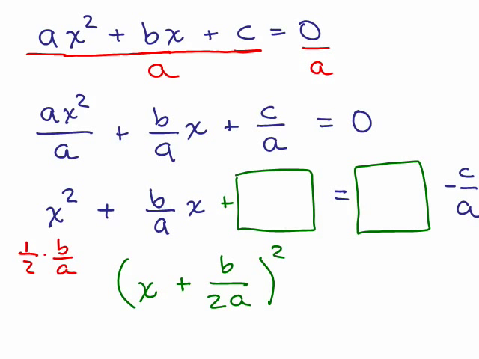What is x times b over 2a times 2? Do you see all the 2's cancel? And lo and behold, I get b over a x. So that's correct for the middle term.